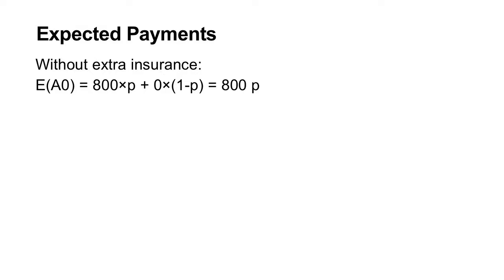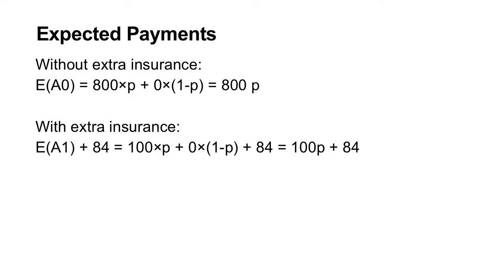Without the extra insurance, with probability P, I have to pay 800 euros. With probability 1 minus P, I pay nothing, no accident. We only have the two outcomes, accident, no accident. With the extra insurance, I have to pay 84 euros right away. Then with probability P, I have to pay a deductible of 100. With probability 1 minus P, I pay nothing. And so in this case, as you see here on the slide, the expected value of the total payment would be 100 times P plus 84.